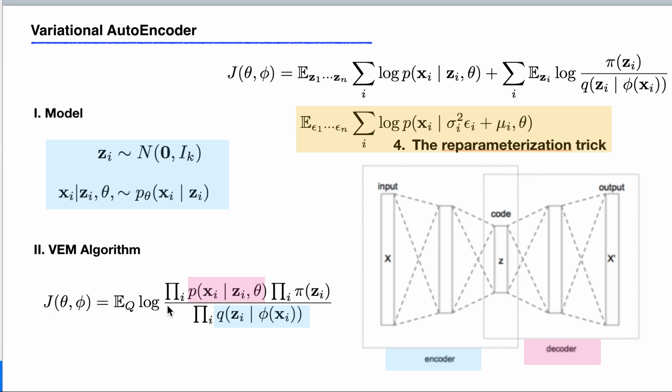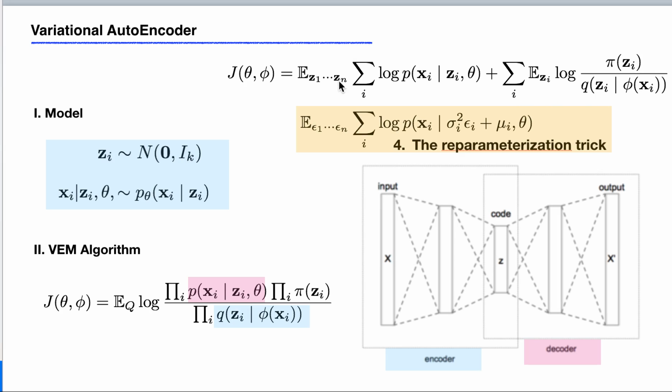So let's write this objective function in two terms. The first term is just the expectation of the log of this term. So the log of a product becomes a summation. So this part is the first component. And then the second component is basically the expectation of the remaining ratio, this one divided by this, right? So I write it here. And I'm going to show you on the next slide that this one is actually in closed form.